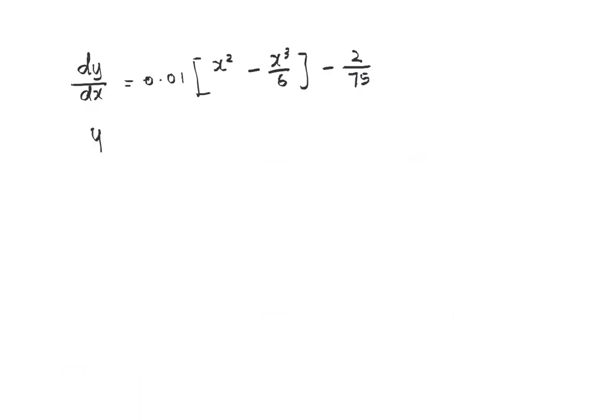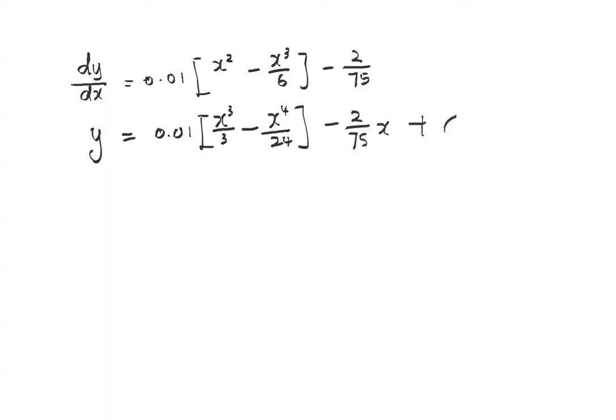I got y equal to 0.01. You integrate x squared, you get x cubed divided by 3. You integrate x cubed, you get x to the power of 4 divided by 24. Okay, 6 times 4 is 24. Then minus 2 over 75x, then plus c.